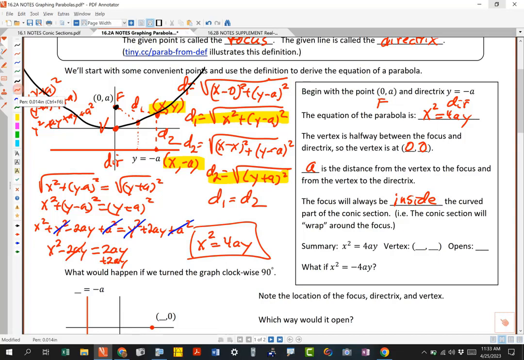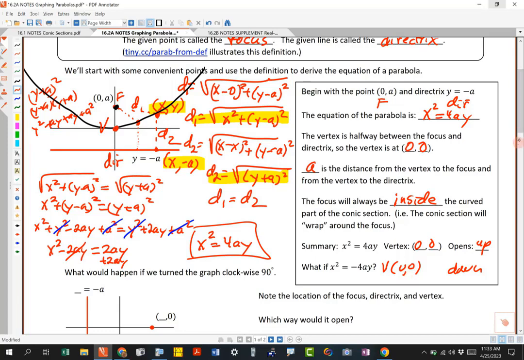So here's the summary. If we see an equation that looks like this, its vertex is at 0, 0. It opens up. And then we just need to know how we find where the vertex is, how we find where the directrix is, and stuff like that. What if the only thing that changed was there was a negative in front of the 4ay? Does anybody want to take a guess at what would happen? Luke, what do you think? I think it would open down. Very good. Opens down. It would still have the same vertex. The vertex would still be 0, 0, but it would open down instead of opening up.